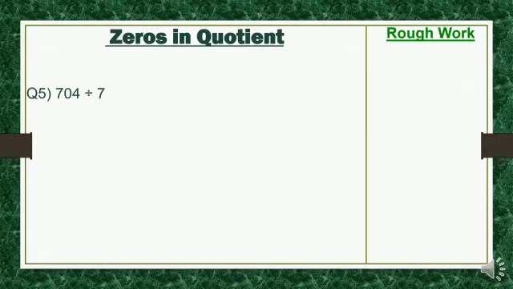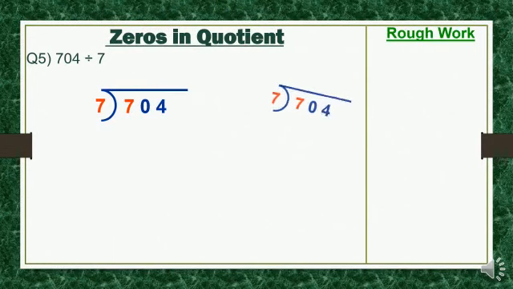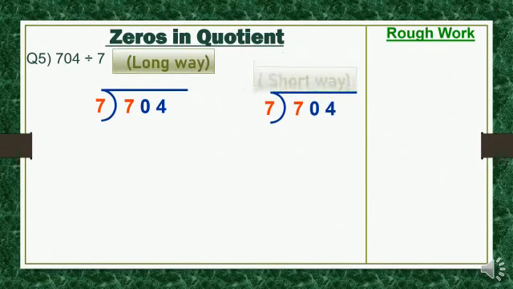Dear children, let's try to do this question: 704 to be divided by 7. Let's do it side by side, the long way as well as the short way, so that we can understand the difference clearly. So we have here 704, which is to be divided by 7. 7 is at the hundreds place, which is the highest digit. So we will be dividing 7 by 7. You know that we can get it one time, right, my children?